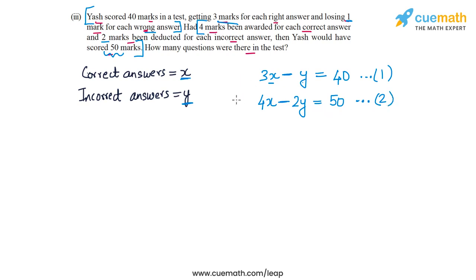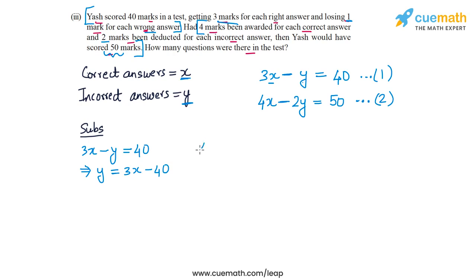Now we have a pair of linear equations. All we need to do is to solve it and find the values of x and y. So let's use substitution in this case. From the first equation we have 3x minus y is equal to 40, and from here I can write y in terms of x. So y is equal to 3x minus 40.